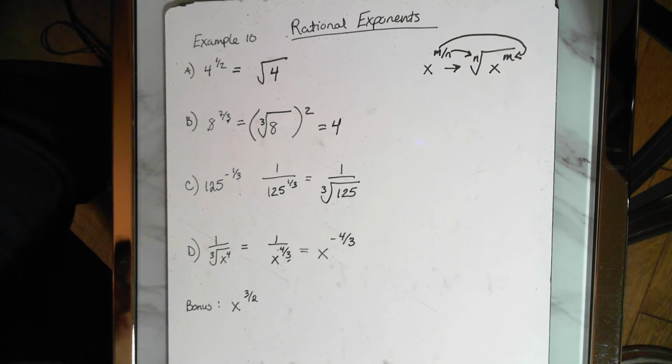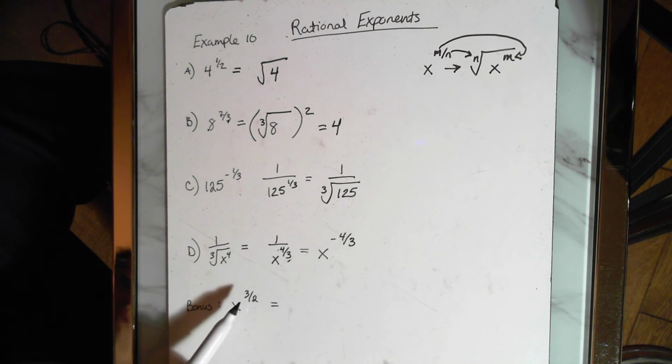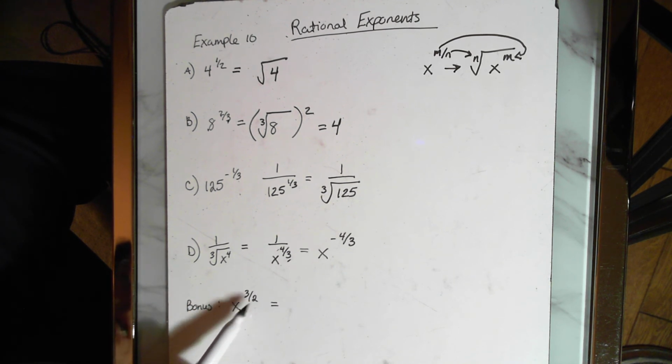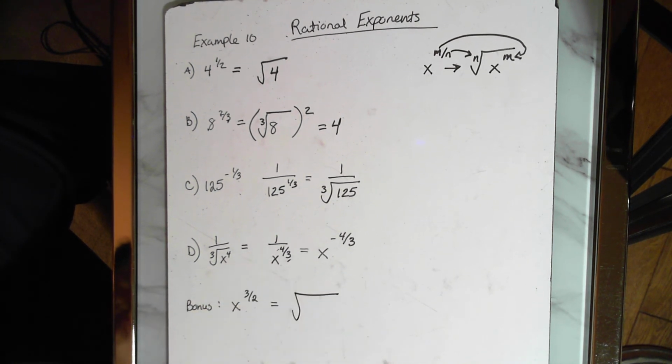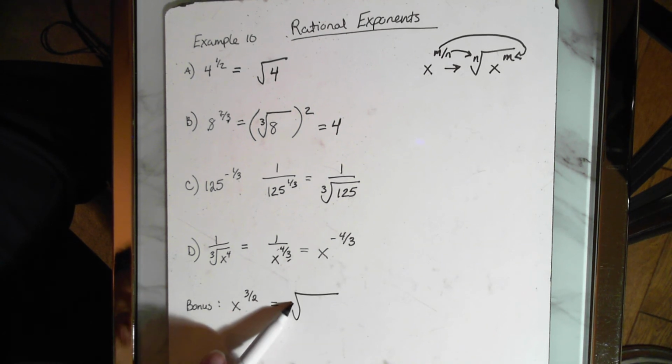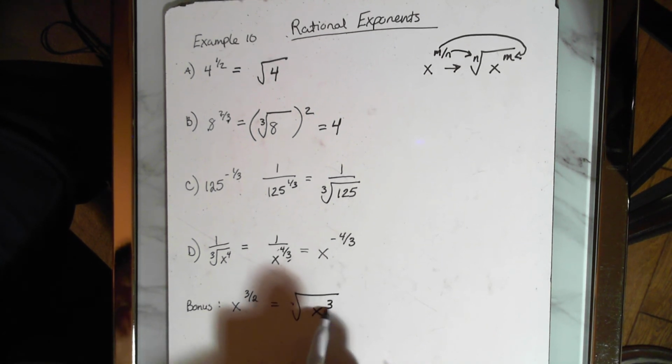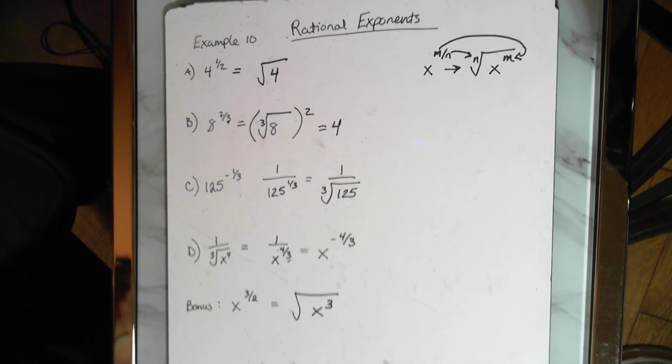Now I did have a bonus one at the bottom here, x to the 3/2, just to make sure we all get it. Whenever you have a 2 at the bottom, you can just write the square root symbol. You don't need the 2 right here, and it's just going to be x cubed. Okay, so it's the square root of x cubed.